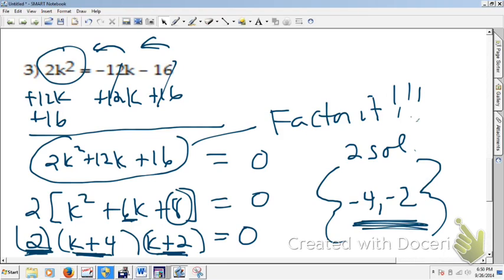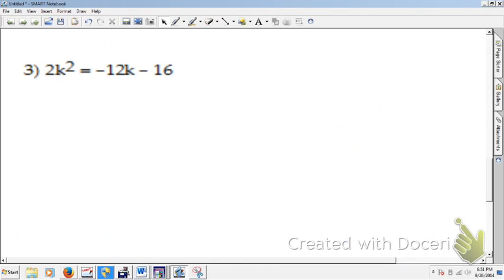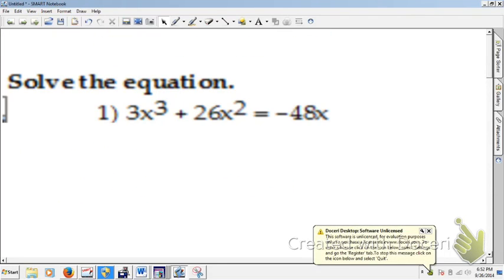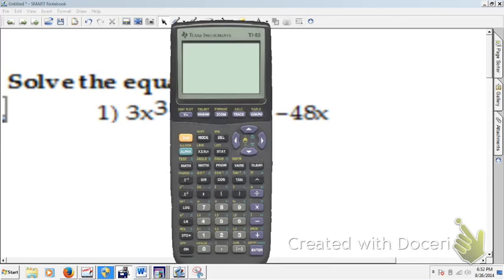Oh, I did want to mention, you can take an equation such as this and put it into the graphing calculator and verify, because you can find the zeros of the equation. So for example, let me show you how to do that real quick. Let's take 2k squared plus 12k plus 16. In fact, I changed my mind. Let's go back to the very first equation that we had, this one. Let's put that into the calculator, and I've already done that for you.